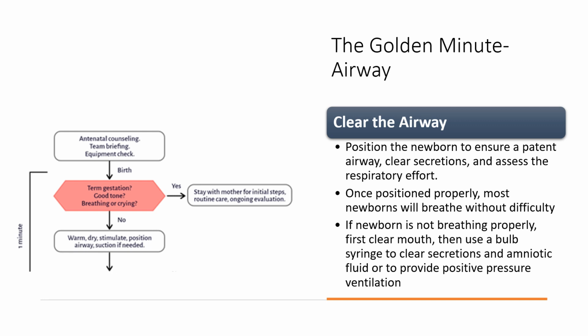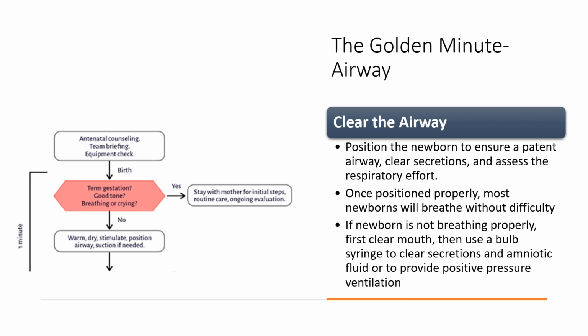They're not breathing. First clear the mouth, then use a bulb syringe to clear secretions and amniotic fluid, then the nose. Babies are what we call obligate, or preferably, nasal breathers. So if we clear the mouth first and then clear the nose, when we clear the nose, we hopefully cause them to breathe up through their nose.